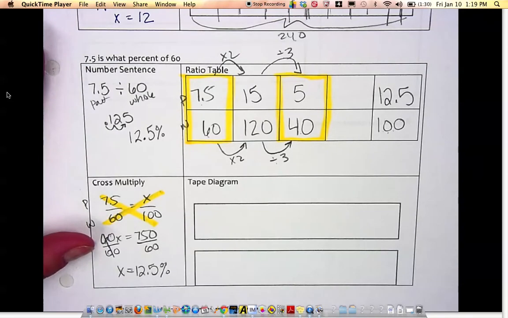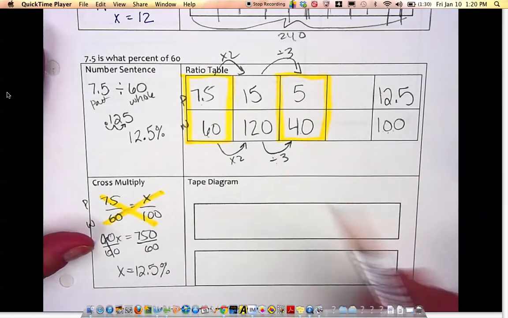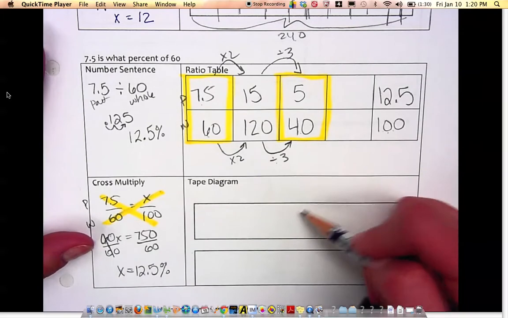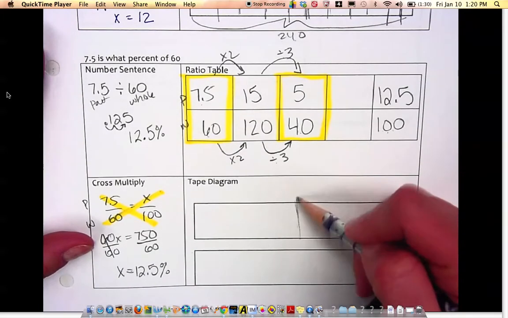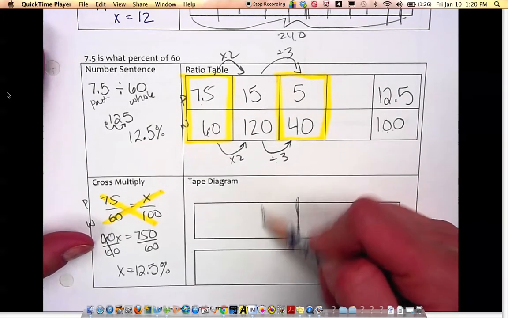Now, let's take a look at doing this one as a tape diagram. This is really kind of tricky to do this one as a tape diagram. So I think I'm going to start by dividing the sections into tens. So 60 is my total. I don't know what the percent is. That's what we're trying to find with this one. So I think I'm going to divide it in half. And then I'm going to divide that into thirds.